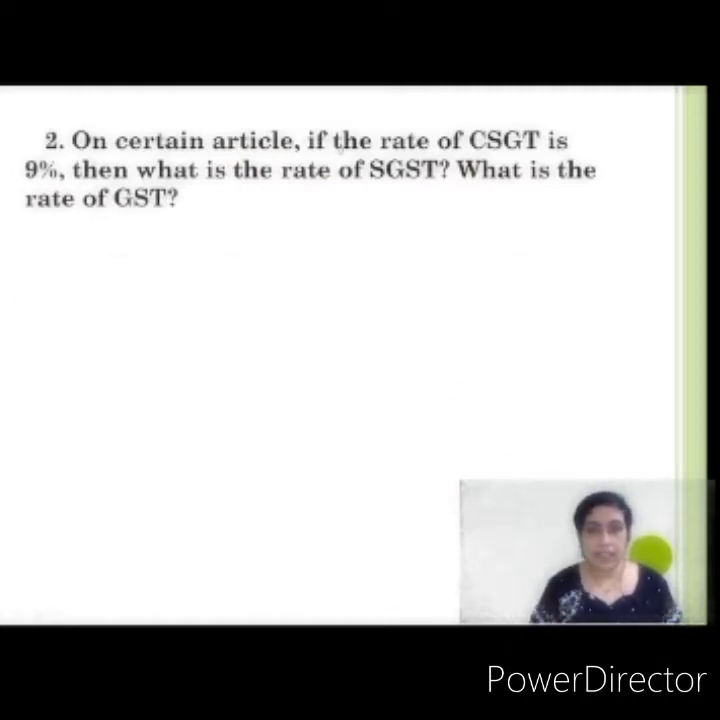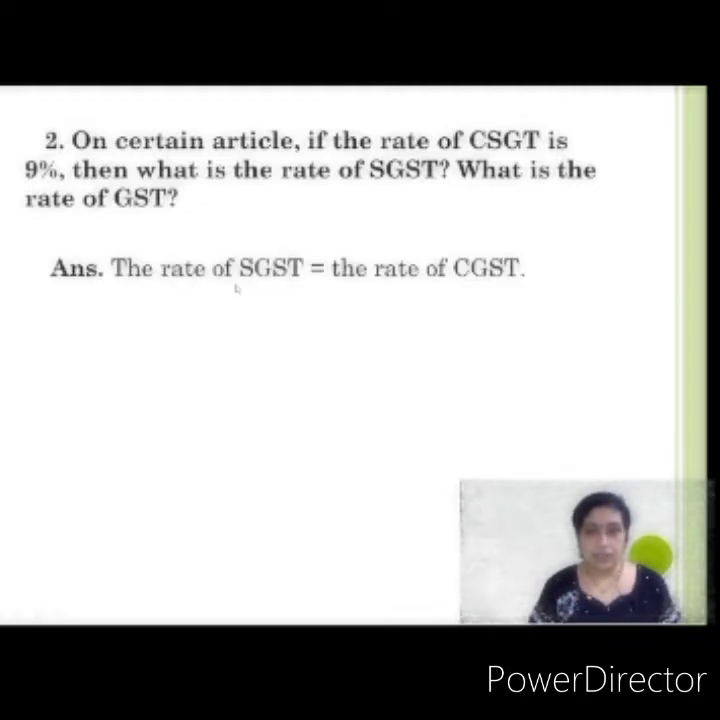Okay. So let us see the second example. On a certain article, if the rate of CGST is 9%, then what is the rate of SGST? CGST is 9%. What will be the rate of SGST? It is the same, okay, the same state, so it is 9%. What is the rate of GST then? It is CGST plus SGST, means 9% plus 9%, that is 18%. But you need to write it properly, because you all know very well that in our SSC board each step has got marks. So you need to write it very properly.